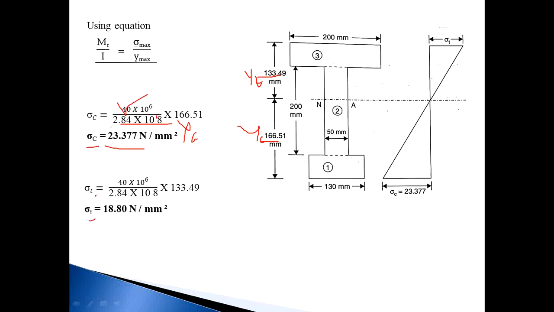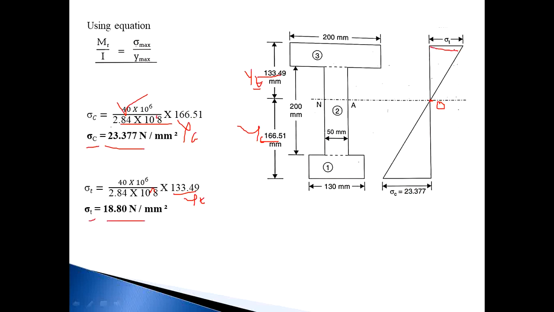Similarly, calculate the stress in tension, that is M upon I into Yt. This Yt value is mentioned there. So 40 into 10 raised to 6 divided by 2.84 into 10 raised to 8, into 133.49. So sigma T becomes 18.80 Newton per mm square. This is the tension stress, this is the compression stress. Consider a baseline and mark this as your neutral axis. At the neutral axis bending stress becomes 0. So in tension the value is 18.80 Newton per mm square and in compression 23.37 Newton per mm square.